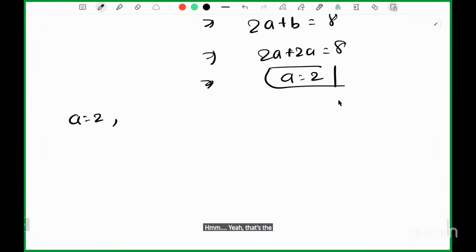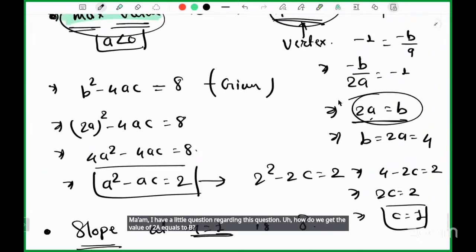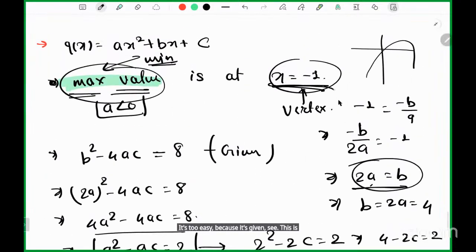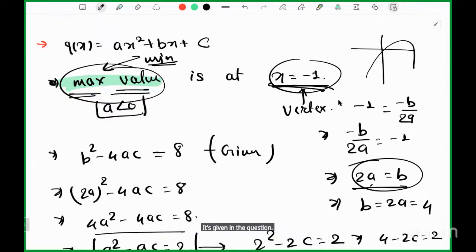Ma'am, I have a little question regarding this question. How do we get the value of 2a equals b? Because it's given. See, this is the x coordinate of the vertex. That is minus b by 2a is equal to minus 1. So that means b is equal to 2a, right? It's given in the question. 3 points are given in the question.